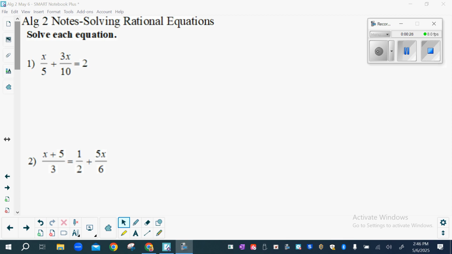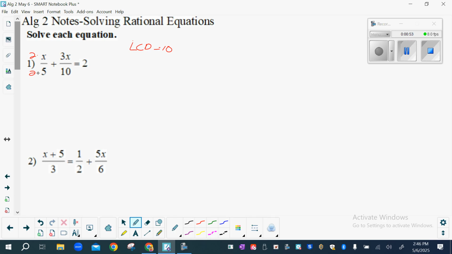We want to get the denominator. Good. We want to get a common denominator. What would the common denominator be? Just 10. So my least common denominator is 10. And so what would I multiply the numerator and denominator by on this first fraction? 2. So 2 times x, 2 times 5.